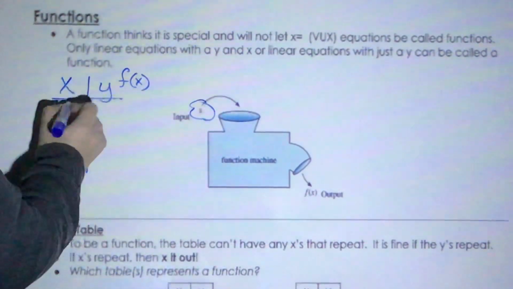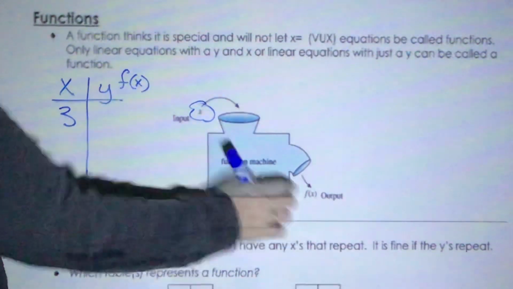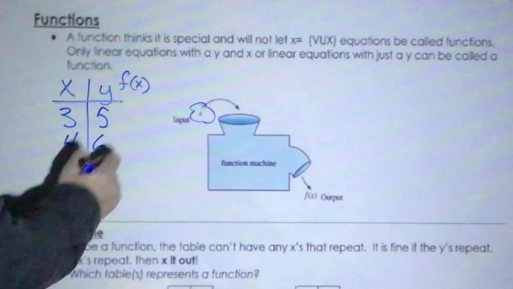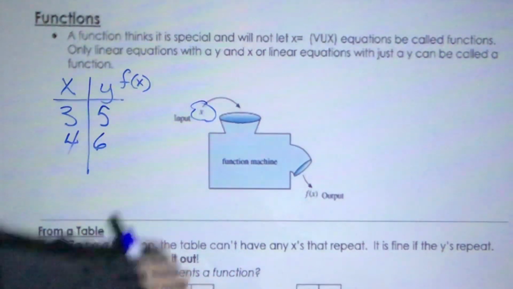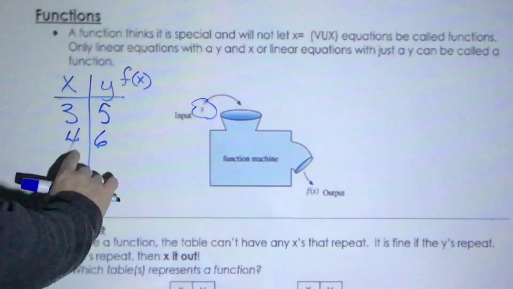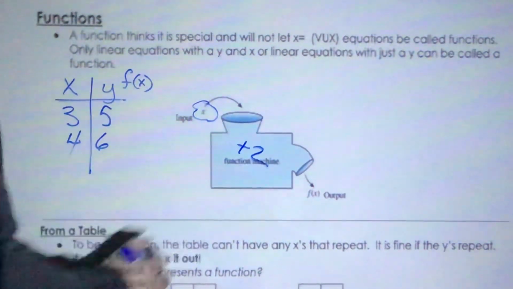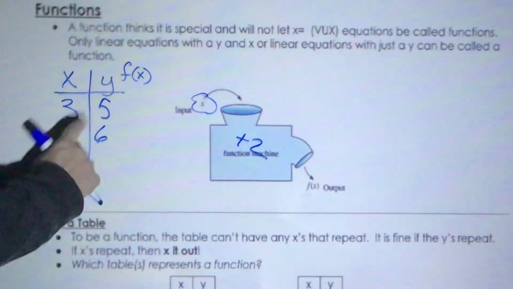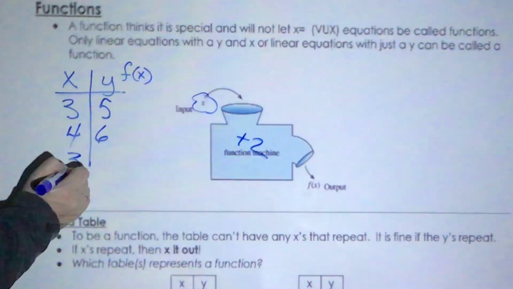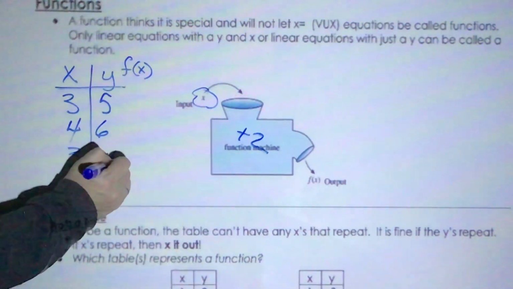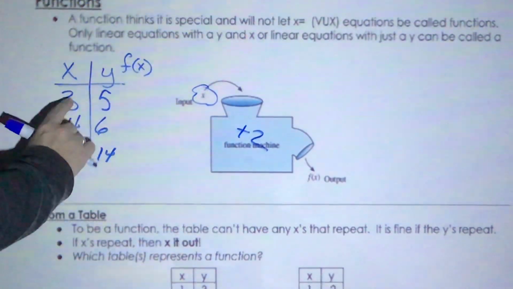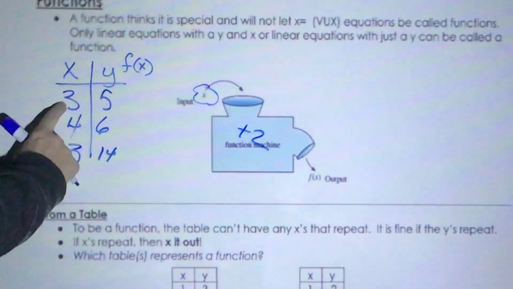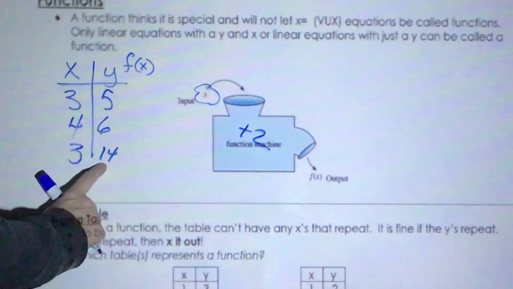So if the teacher told you she put a 3 in the machine and it spit out a 5, and then she put a 4 in the machine and it spit out a 6, you tried to figure out what happened inside the machine to change the number. In this case, it would be +2. But let's say you put a 3 in, you got a 5 out. You put a 4 in, you got a 6 out. Then later on, you went back to the machine and you put a 3 in, and you got a 14 out. That doesn't make any sense. You can't put a 3 in and have it become a 5, and then put a 3 in and have it become a 14. If you put a 3 in, you have to always get the same thing out.